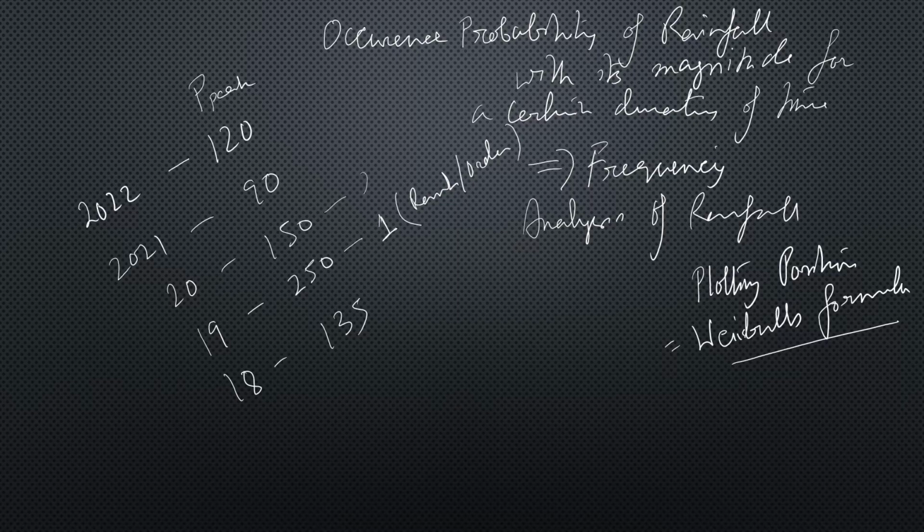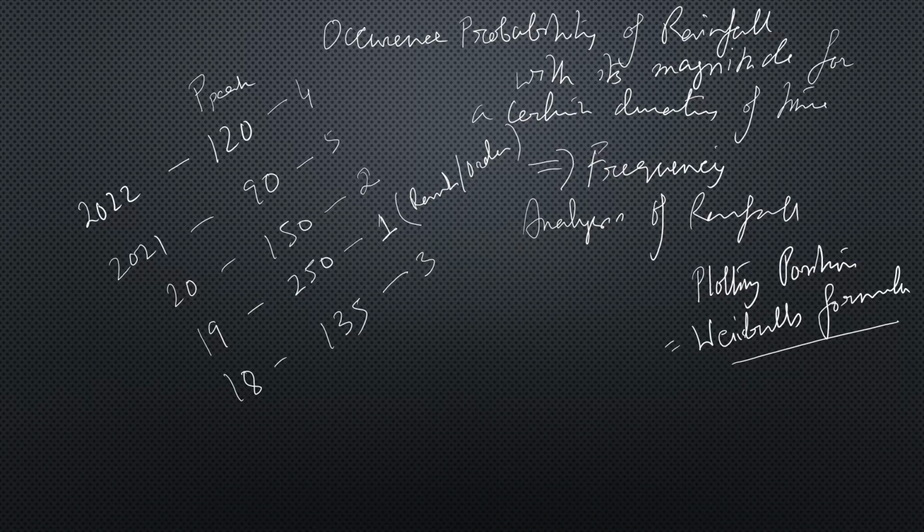So 150 will get the second position, 135 will get the third position, 120 will get the fourth position, and 90 will get the fifth position. Remember, descending order of magnitude. So the highest magnitude will have the best rank, and the lowest magnitude will have the worst rank. These numbers 1, 2, 3 are known as the rank or order of rainfall.